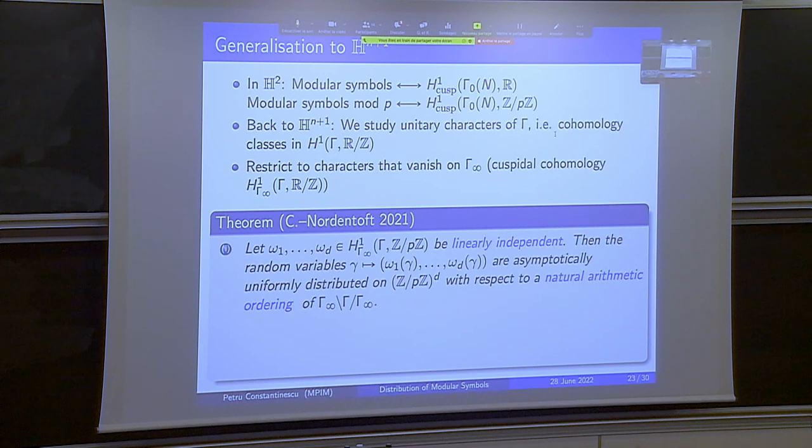And now you look at how the variables behave, so you have this map for each gamma in the group. You look at the map (omega_1, ..., omega_d) of gamma. So this will be elements in (Z mod p Z)^d. And we can show that this will be uniformly distributed, as before, with respect to ordering on this double coset. Remember, before we had this group, we ordered them by a over c, where we ordered them by the size of c. That was the average result we had.